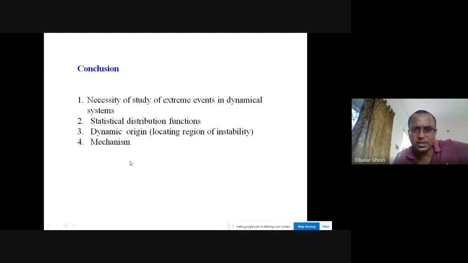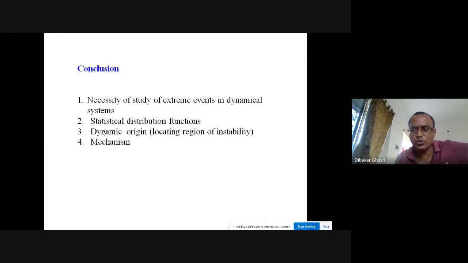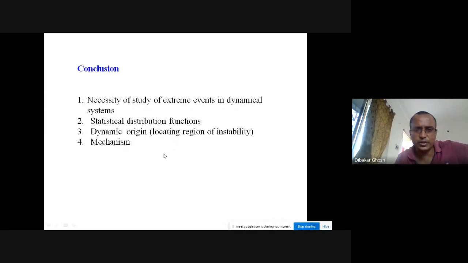So the conclusion part is that I have discussed the necessity of the study of XT events in dynamical systems, and how to study XT events in deterministic systems, and also some statistical distribution functions. Mainly I have discussed two types of distribution functions, generalized XT event and generalized pattern distribution. And the location of instability in a dynamical sense, that is the dynamical origin of XT events, and there are three mechanisms. Thank you.